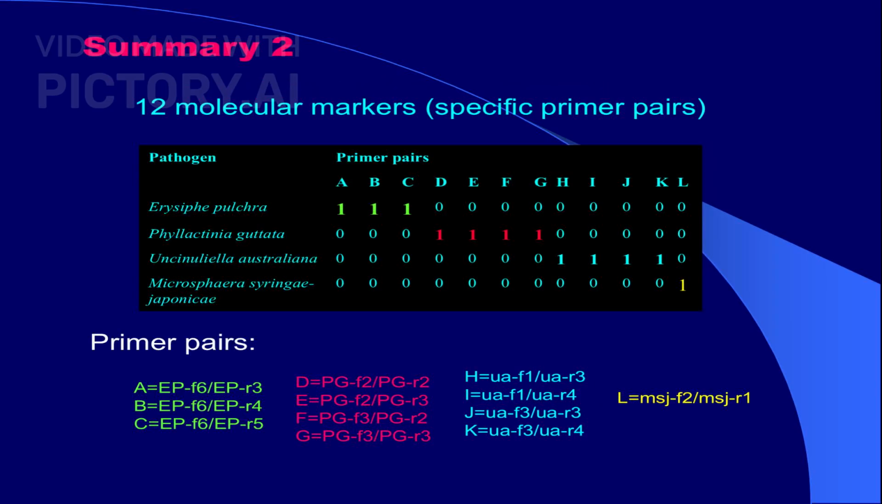The summary of molecular markers and specific primer pairs provides a comprehensive overview of the pathogens identified, including Erysiphe pulchra and Phyllactinia guttata, aiding in targeted disease management.